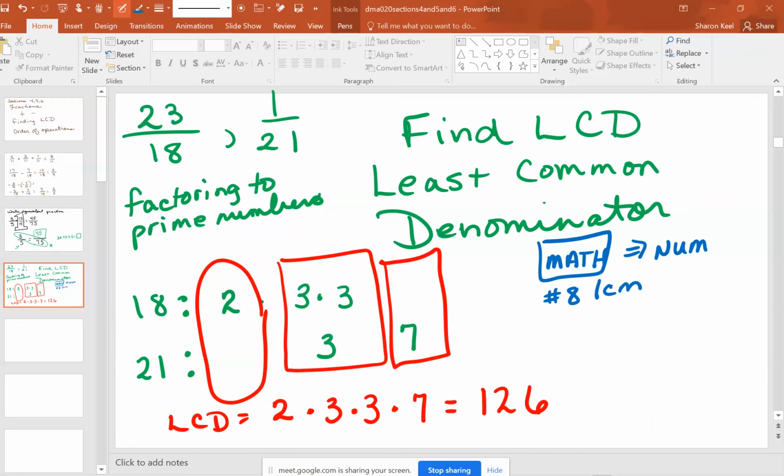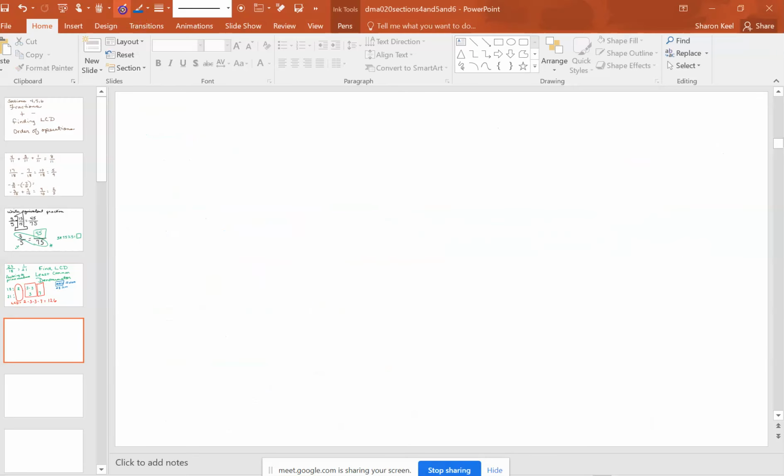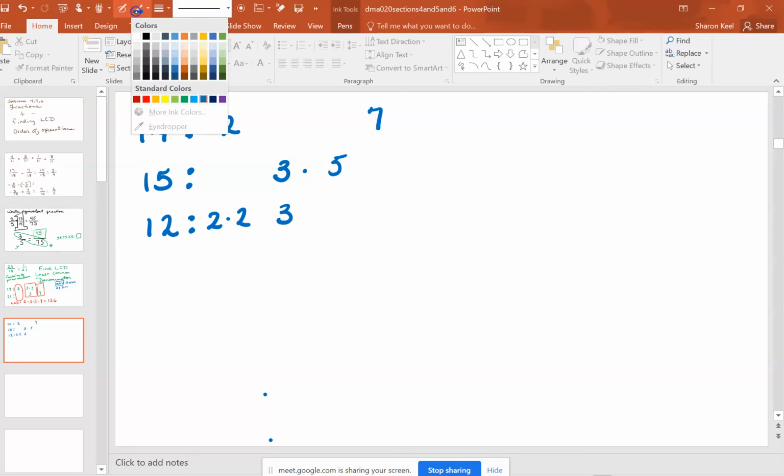Let's look at one more problem. Let's have these 3, and I'm just going to list the denominators because that's all that we're focusing on. We have a 14, a 15, and a 12. If we do it longhand, we're going to factor each of these. 14 would be a 2 times 7. 15 would be a 3 times 5. 12 would be 4 times 3, so that's a 2 times 2 times 3.